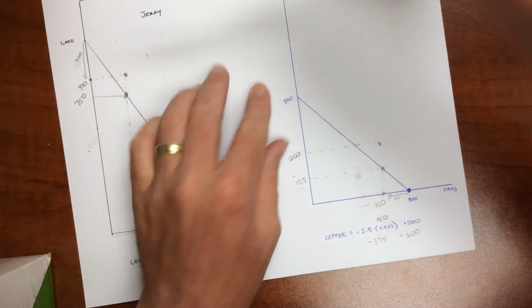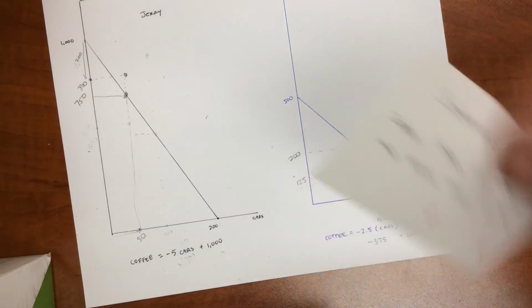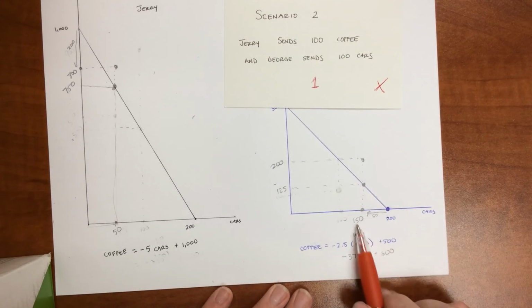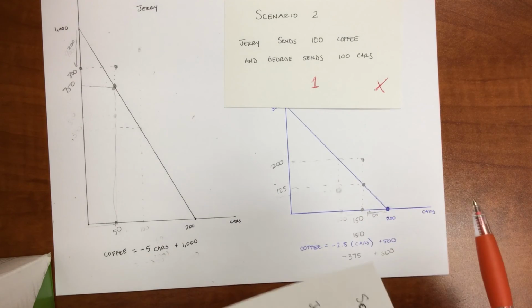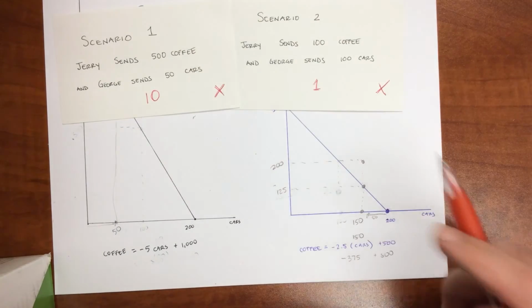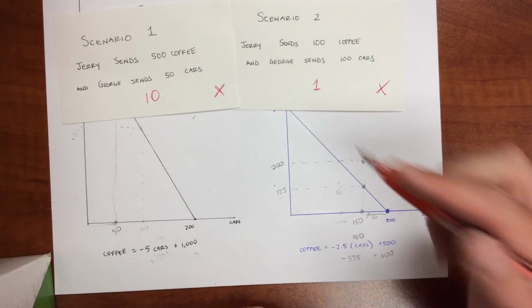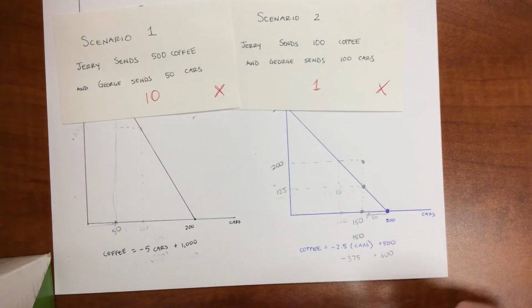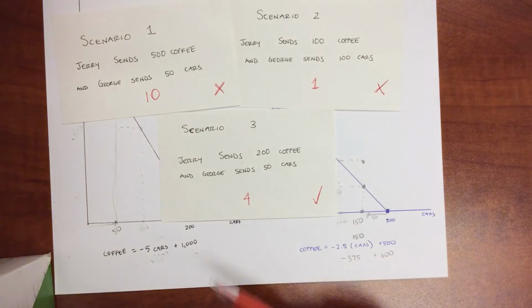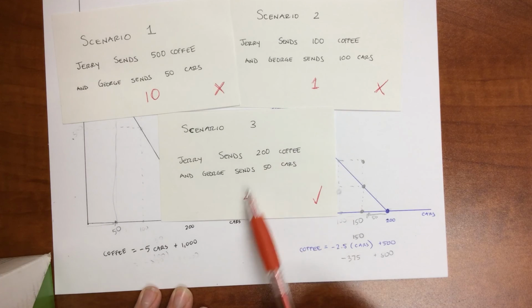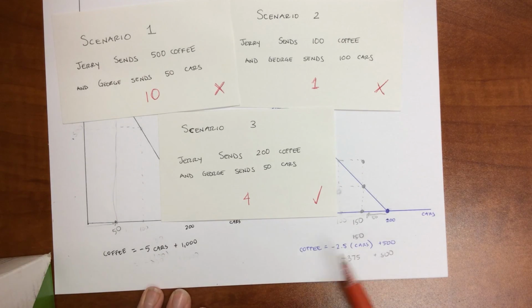If the trade were below 2.5, as the example with 1, George would not be better off. If the trade were above 5, as in the case of scenario 1 of 10, Jerry would not be better off. And so it's only this scenario 3 where the trade cost is 4, or the price of the trade is 4 coffee for every 1 car, that falls between the opportunity costs where both individuals gain from trade.